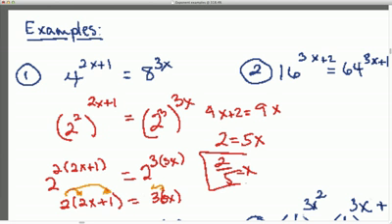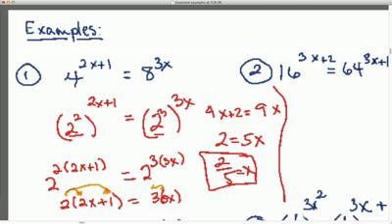Alright? So again, what did we do? We tried to find that same base. In this case it was 2. Then we multiply the exponents, distribute through, and set the exponents equal to each other. Solve for x. Okay? Let's try it again.